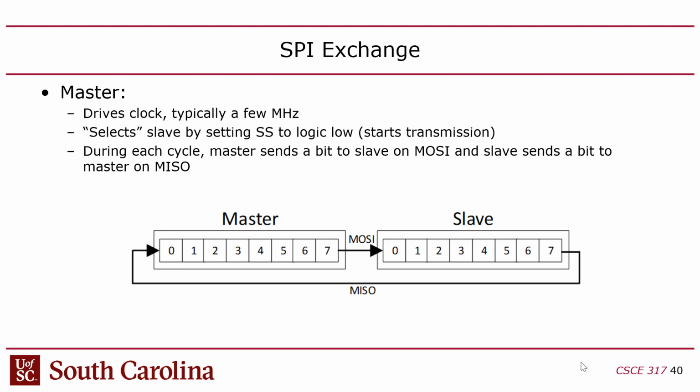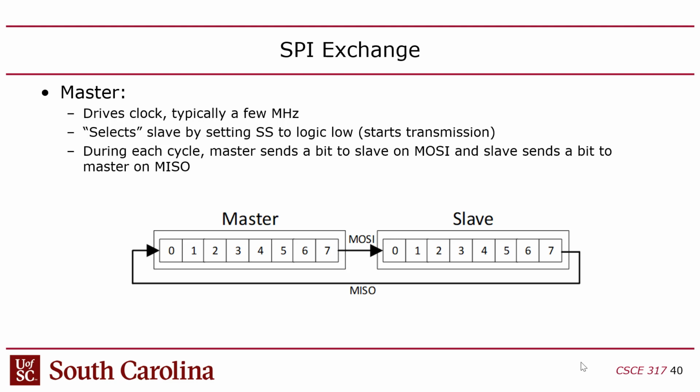So yeah, as I mentioned, the master drives the clock, typically a few megahertz, and megahertz means megabits in terms of throughput. It selects the slave by setting the SS to low, as I mentioned, and then during each cycle, the master sends a bit to the slave on the MOSI, and the slave sends a bit back to the master on the MISO, right?